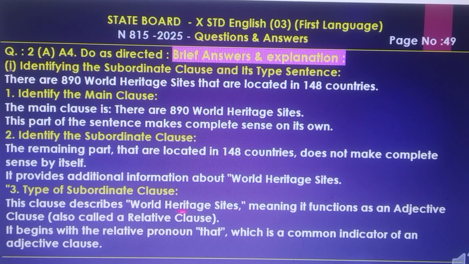It provides additional information about World Heritage Sites. The type of subordinate clause: this clause describes World Heritage Sites, meaning its function is that of an adjective clause, also called a relative clause. It begins with the relative pronoun 'that', which is a common indicator of adjective clauses.